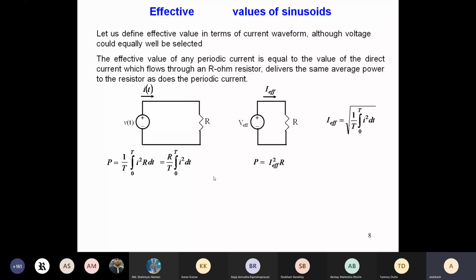So to find I effective, you have to find the integral of I square from 0 to T, then divide by T, and then take the square root. There are three steps. Given a periodic quantity, first you do the integration of the square from 0 to T, then to average out you divide by T, and then take the square root. That is the I effective quantity of that periodic waveform. This is how it is defined with respect to the current. Clear?